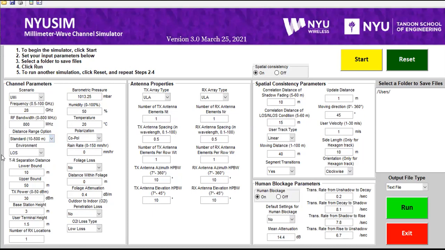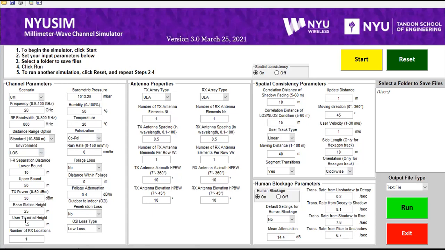Now, the environment, you can consider LOS or non-LOS. You can set it. And then the transmit power from the base station, you can set from here. Station height, we should set it higher. The typical base station height is 20 to 30 meter. So let us set it to 25.